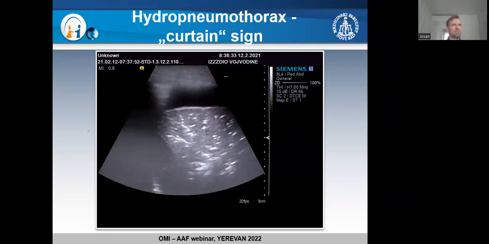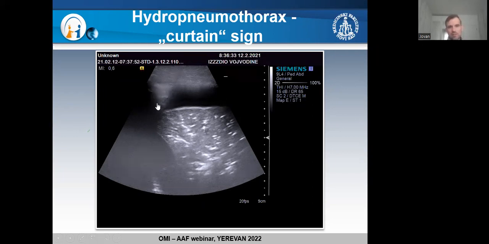Maybe you noticed, now we talked about A lines and we talked about lung sliding. And now I'm going to show you, just by knowing what A lines are and what lung sliding is, how many pathological entities you will be able to detect. So look here. This is a huge consolidation of lung parenchyma. There is a branching air bronchogram. There is clear pleural effusion.